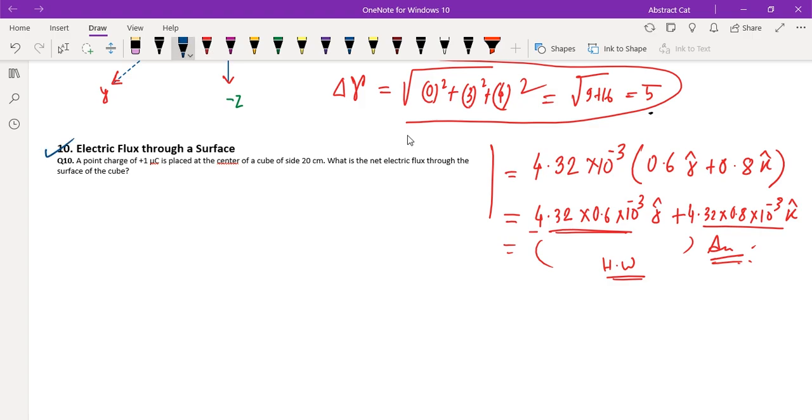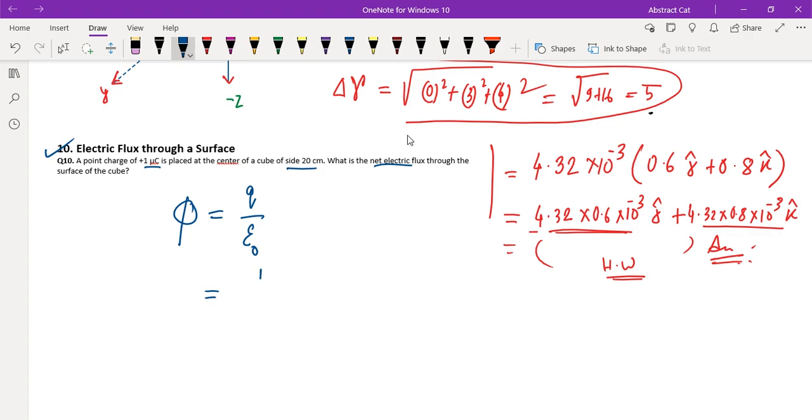Number 10, electric flux through a surface. A point charge of 1 microcoulomb is placed at the center of a cube. The side is 20 centimeter. What is the net flux through the surface of the cube? The Gaussian surface. You know that flux phi, from Gauss's law, is charge q over epsilon naught.